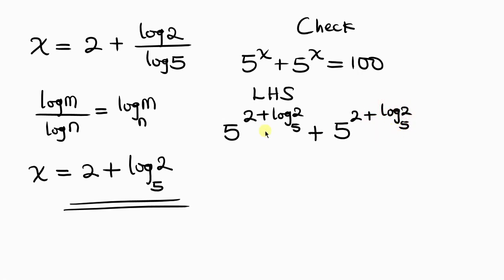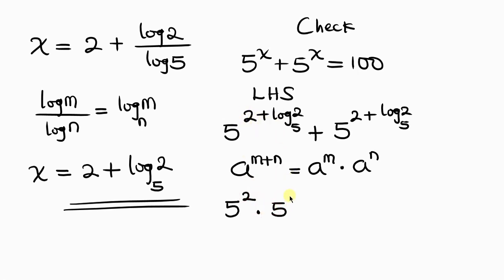Very good. Now let's apply the law of indices, which says when I have a to the m plus n, this is same as a to the m times a to the n. So that means this expression now becomes 5 squared, which is 5 to the 2, times 5 to the log 2 base 5, plus this is 5 squared times 5 to the log 2 base 5.